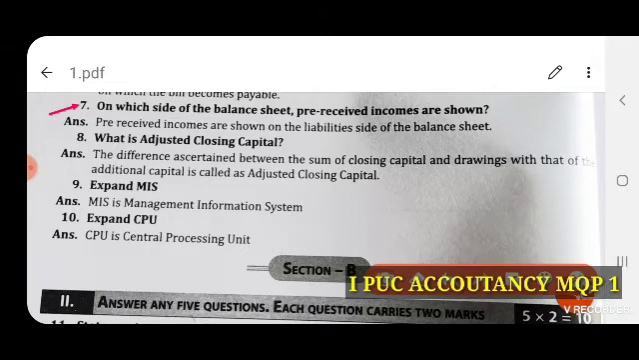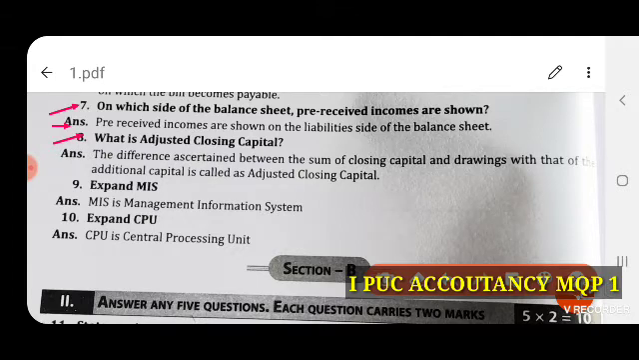On which side of the balance sheet are pre-received incomes shown? See, pre-received income means income received in advance. Income received in advance will be treated as liabilities. In the balance sheet it will be shown on the liability side. The answer, pre-received incomes are shown on the liability side of the balance sheet.